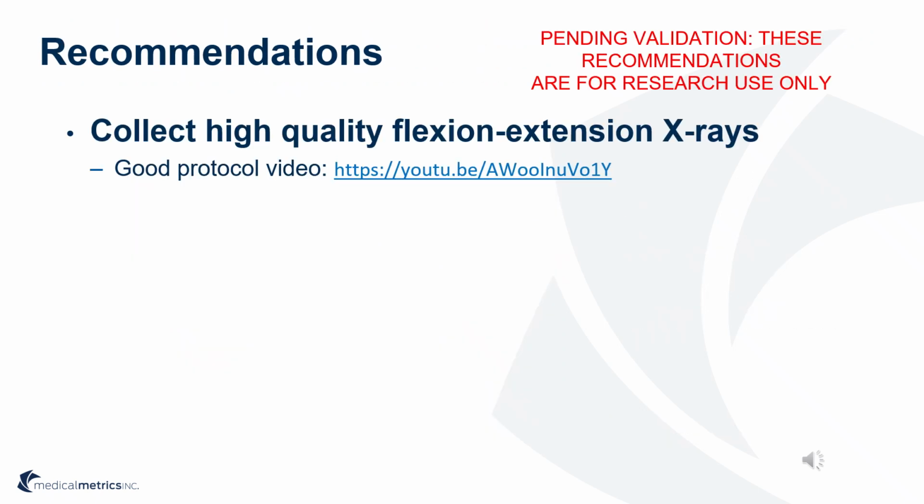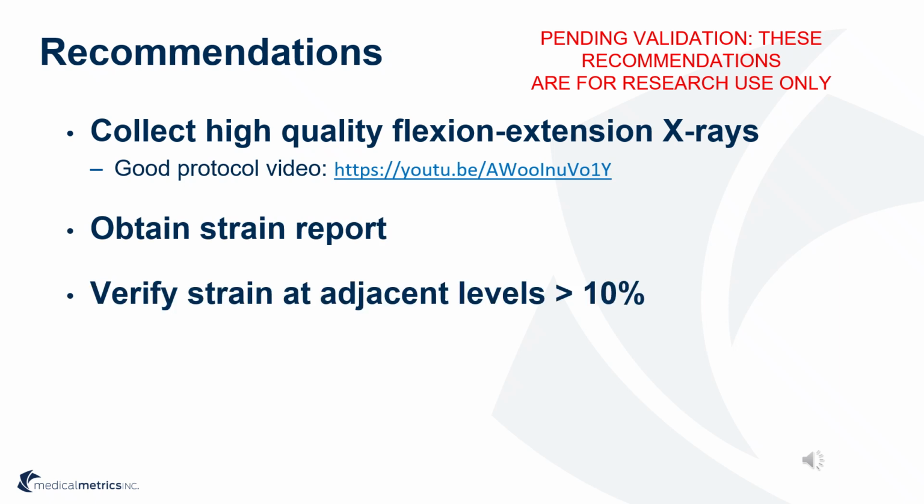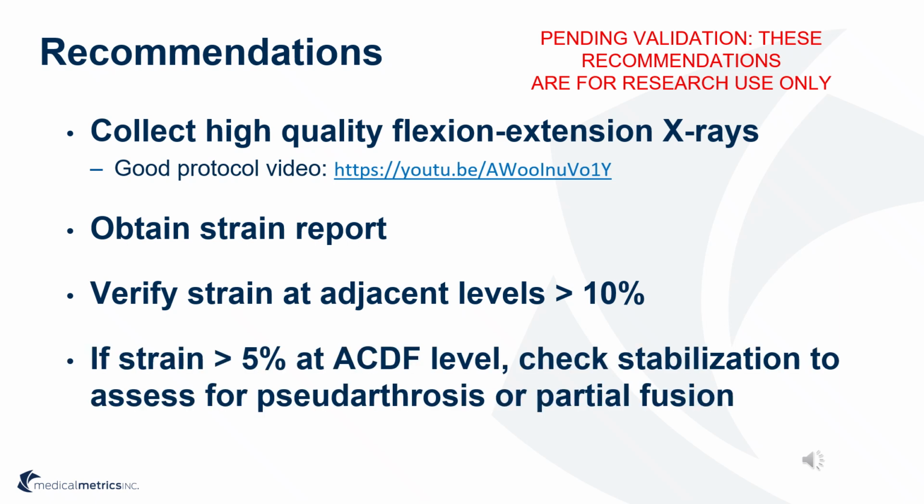Our recommendations based on current evidence are: first, collect high-quality flexion-extension X-rays with good patient effort. We recommend a protocol described in an online video. Then obtain the disc strain report and verify that strain at adjacent levels is greater than 10% to help assure that the ACDF level was adequately loaded. Then, if strain at the ACDF level is greater than 5%, use stabilization to scrutinize the level for intervertebral motion that is consistent with either a pseudarthrosis or a partial fusion.